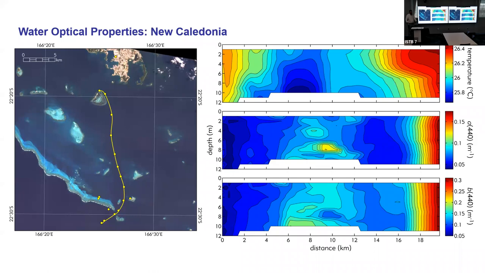Similar stuff in New Caledonia. We did a transect offshore to inshore, about 20 kilometers. You can see this is temperature, and we did vertical profiles along the way. This area right here is about right here in the transect. And there's something going on where we have higher absorption and lower scattering. Something is growing, something is affecting the water optical properties, and we don't know what the biogeochemistry is. Wide open, unstudied: how reef biogeochemistry affects the optical properties and what we can infer from the optical properties.